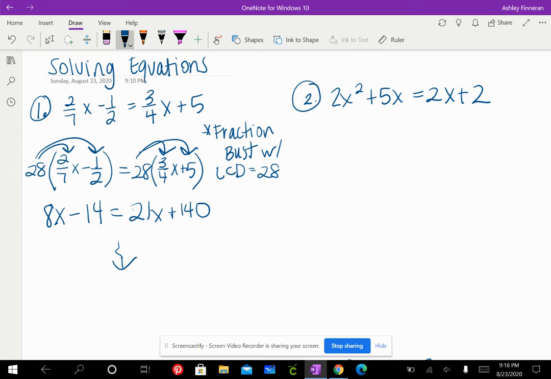In number 2, the first thing I hope that you notice is that it is a quadratic. And in most cases, the first thing that we're going to do with a quadratic is set it equal to 0. And I'll show you a case where I wouldn't do that. But the first thing I'm going to do is set it equal to 0. So I'm going to subtract 2x and I'm going to subtract 2. So I have 2x squared plus 3x minus 2 is equal to 0.